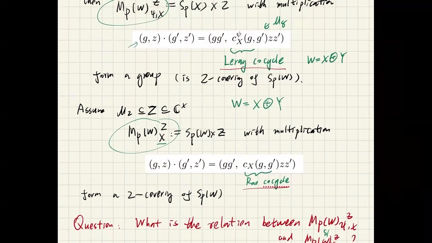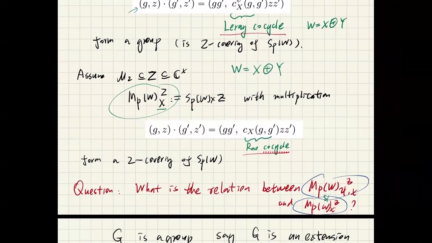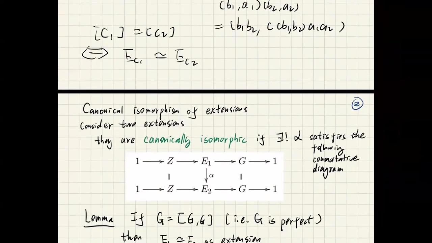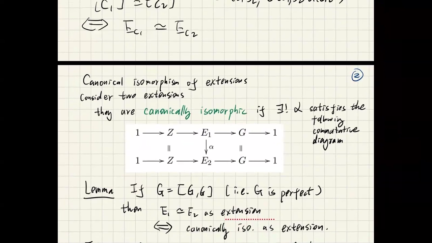So from the general theory, we know that these two groups are isomorphic, but is this isomorphism unique, basically? There's a general theorem which tells you that it is unique in most cases. There's a notion called canonical isomorphism of extension. If you have two extensions, we say these two extensions are canonically isomorphic if there exists a unique alpha such that this diagram commutes.